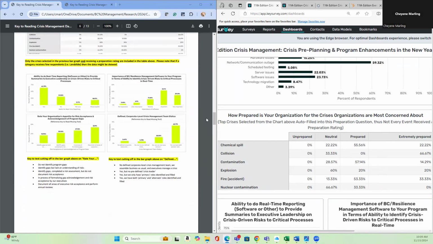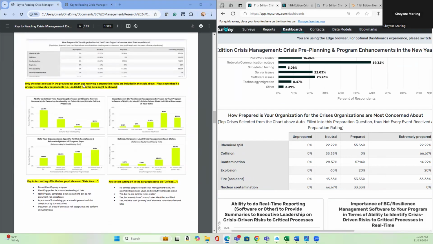And as we go down, again, I'm emphasizing here that only the crises selected in the previous bar graph above received the preparation rating. So please note that if the category received few respondents, like landslide, the data might be skewed. Okay, I hope that makes sense. If you have any questions, reach out to me.